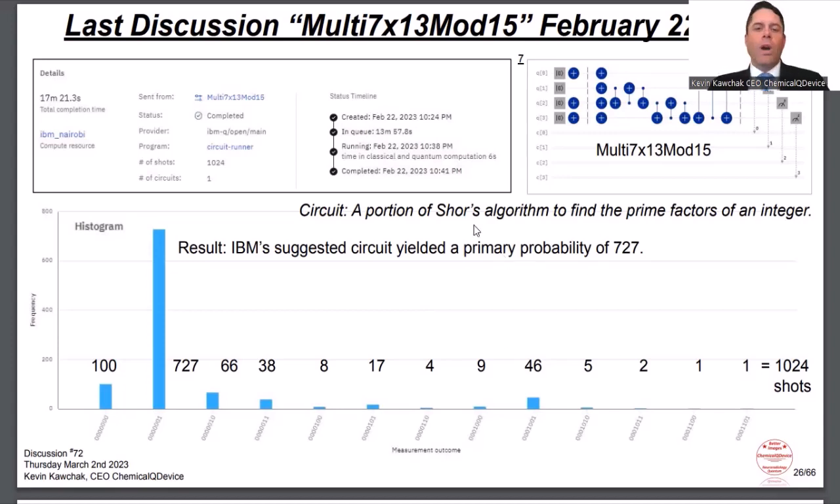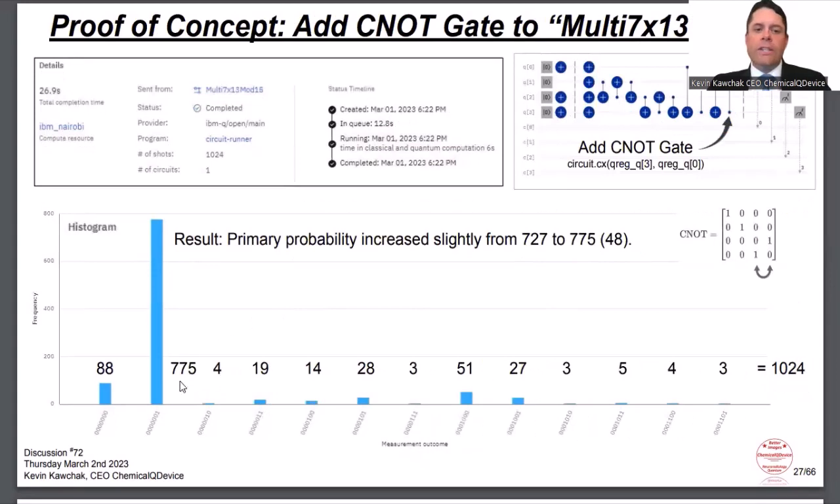So I asked myself, what if you continue this entanglement between Q0 and Q3, i.e. the first and fourth qubits, what would happen? The 727 turned into this 775 by adding an additional CNOT gate. So the code for that in OpenQASM is this: you get the QReg Q3, QReg Q0. So it seems like that was a beneficial thing.